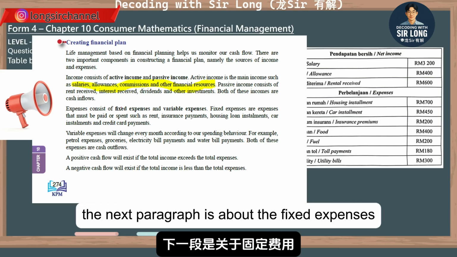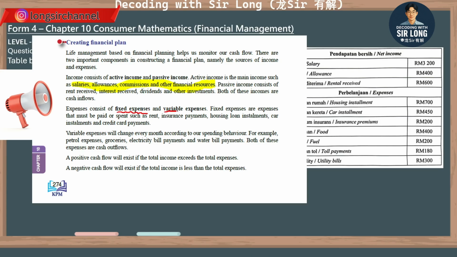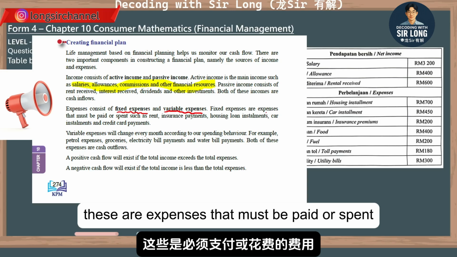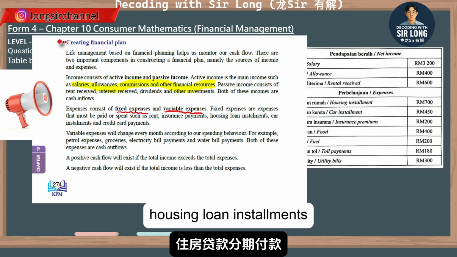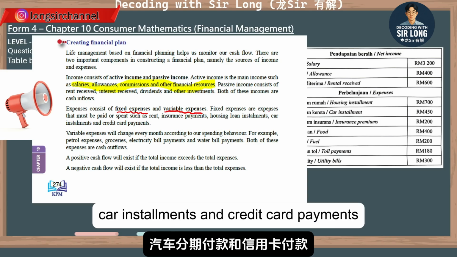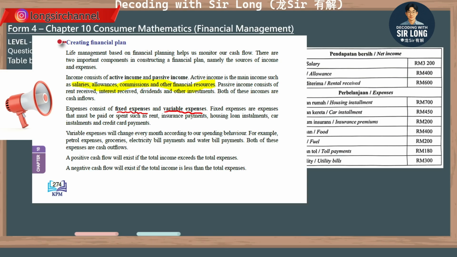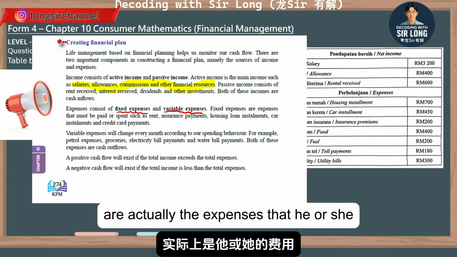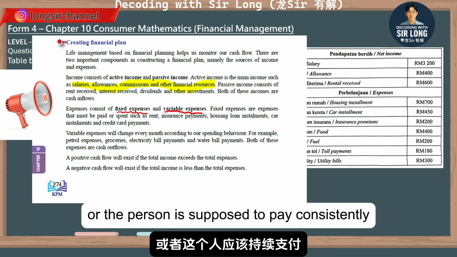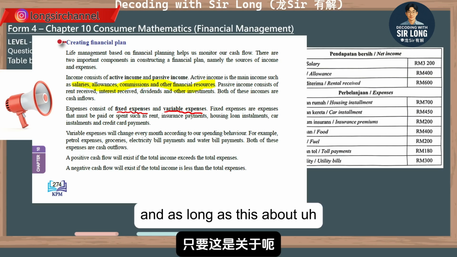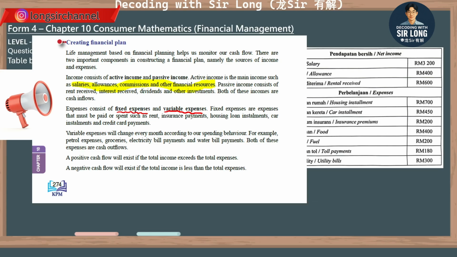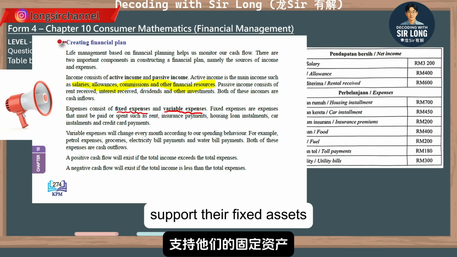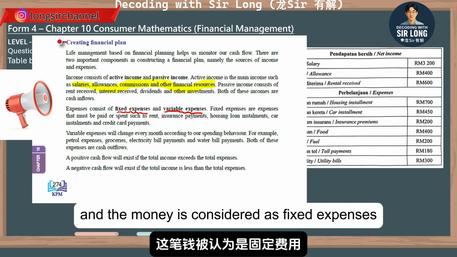The next paragraph is about fixed expenses and variable expenses. Fixed expenses are expenses that must be paid or spent, such as rent, insurance payments, housing loan installments, car installments, and credit card payments. Simply speaking, in my view, fixed expenses are the expenses that the person is supposed to pay consistently in a fixed amount of money. As long as the person uses the money to support their fixed assets, the money is considered fixed expenses.